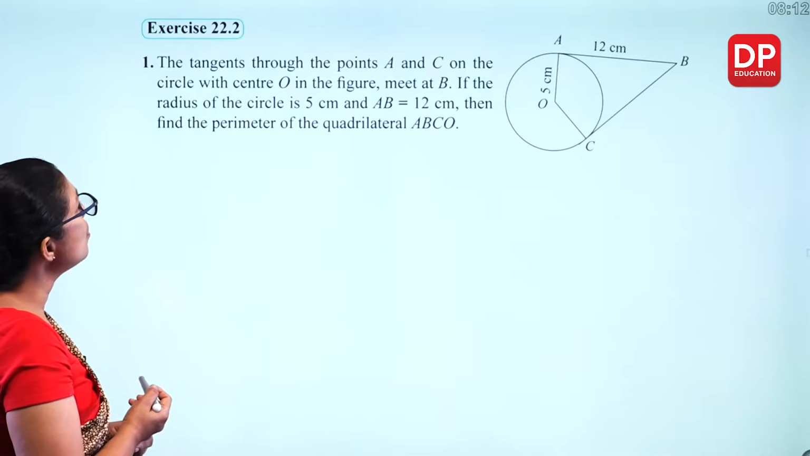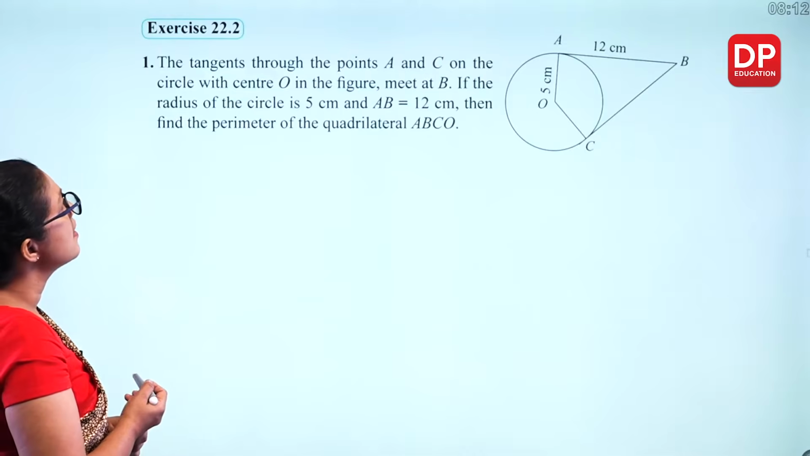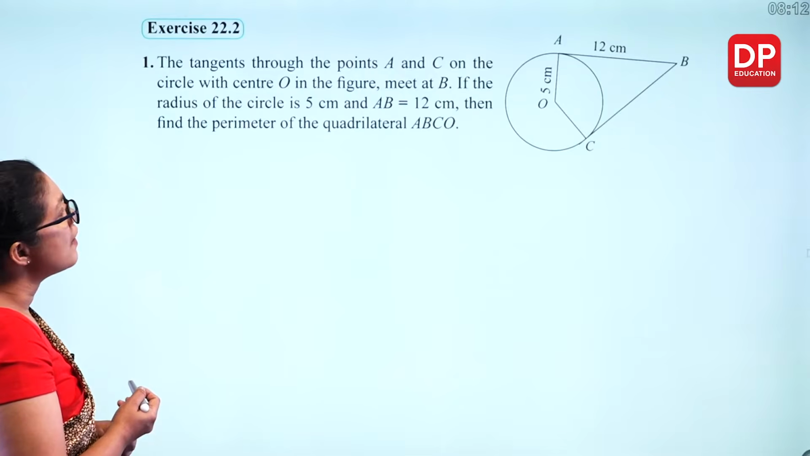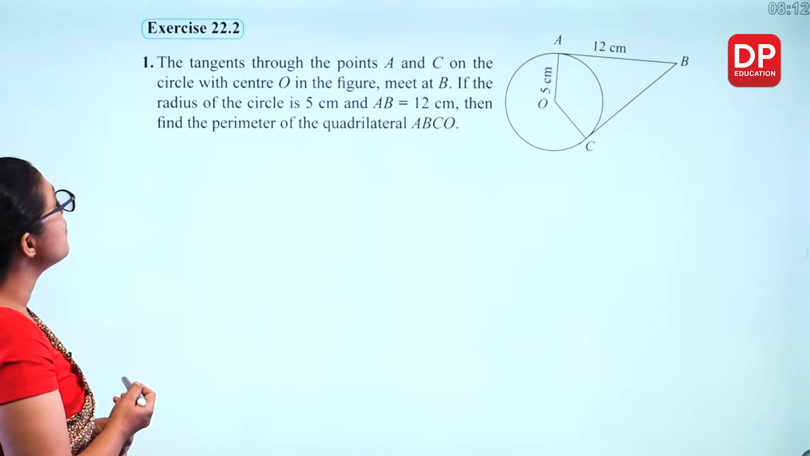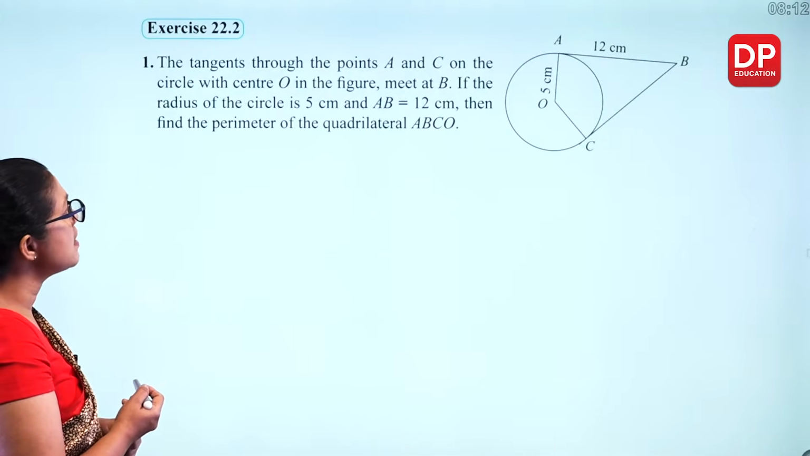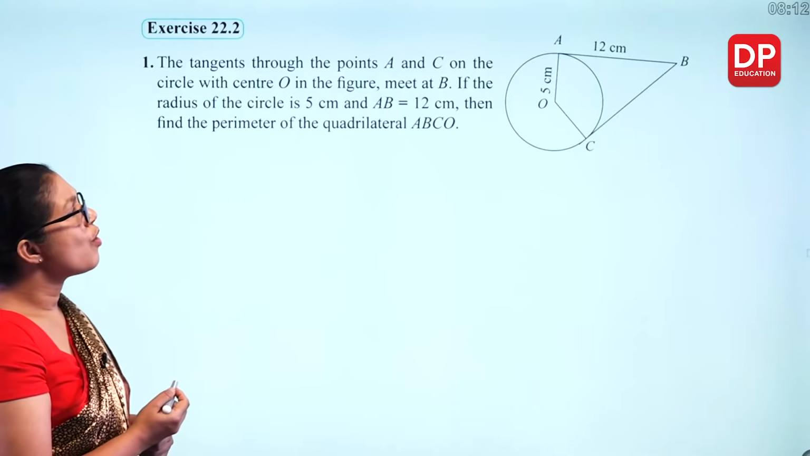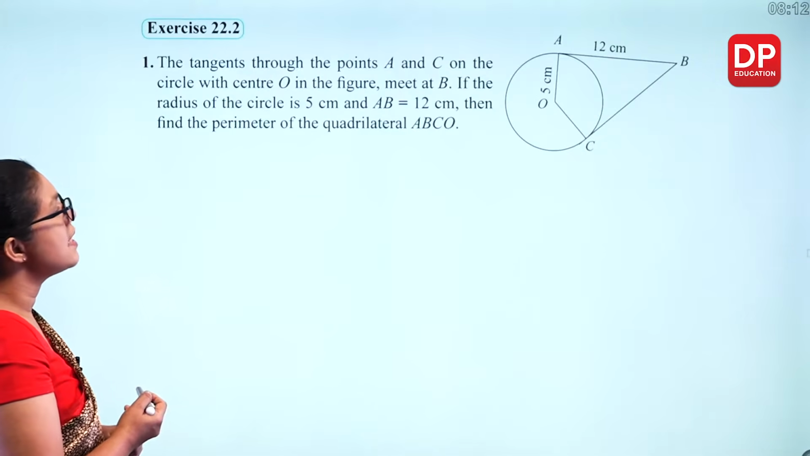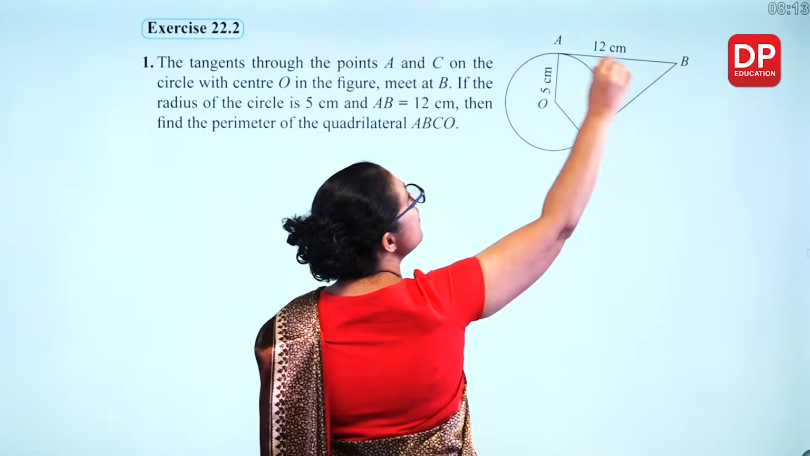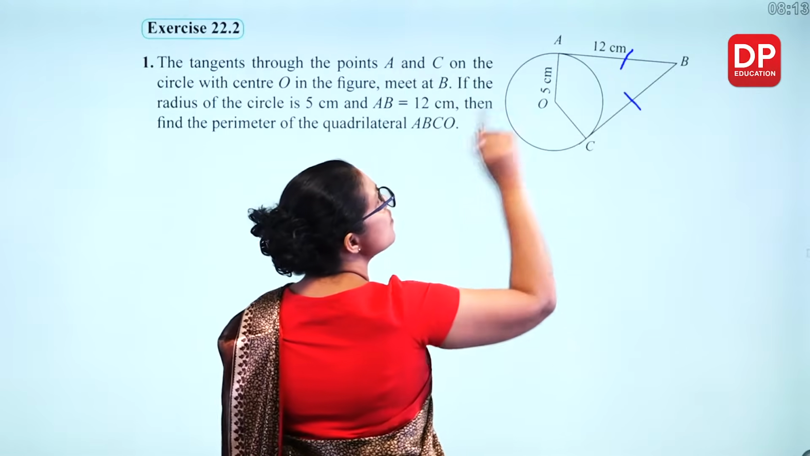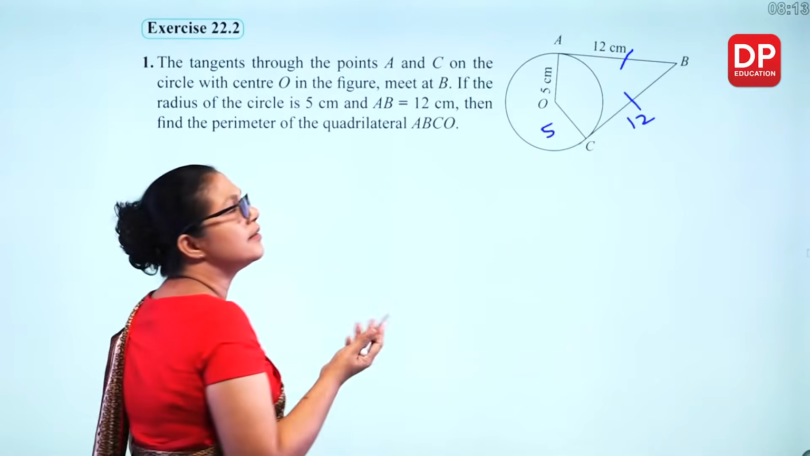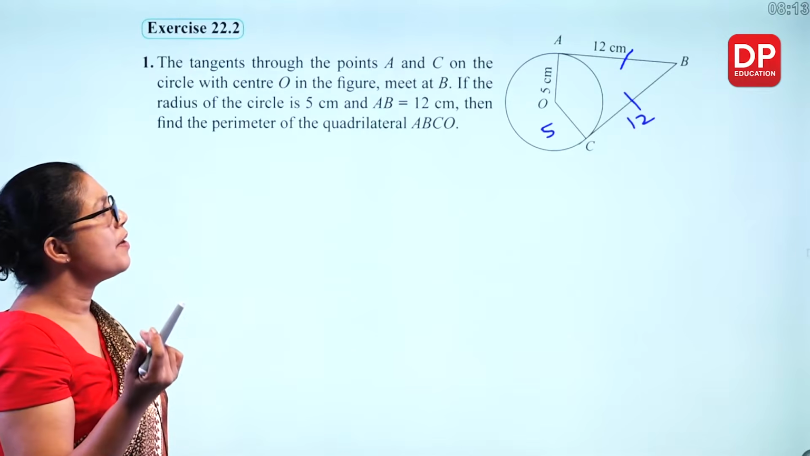Exercise 22.2. The tangents through the points A and C on the circle with center O in the figure meet at B. If the radius of the circle is 5 centimeters and AB is 12 centimeters, then find the perimeter of the quadrilateral ABCO. It's already there. We know that AB is equal to BC. So if this is 12, this is 12. What's this? This is the radius. So easily we can find out the perimeter.